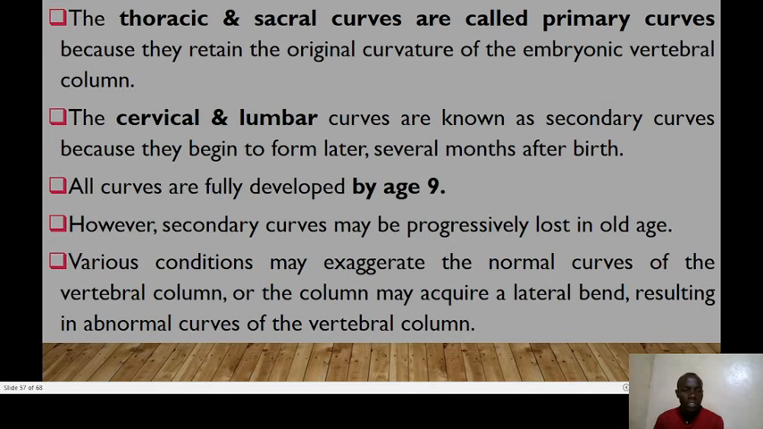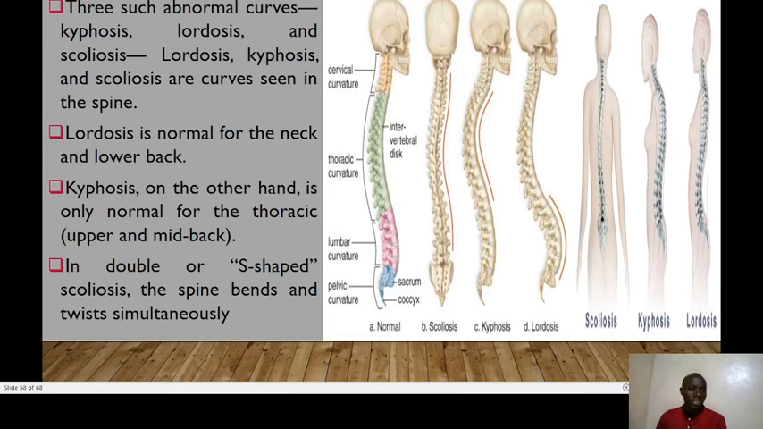So various conditions may exaggerate the normal curves of the vertebral column, or the column may acquire a lateral bend, resulting in abnormal curves of the vertebral column. We have 3 abnormal curves. We have kyphosis, lordosis, and scoliosis. Lordosis, kyphosis, and scoliosis are curves seen.